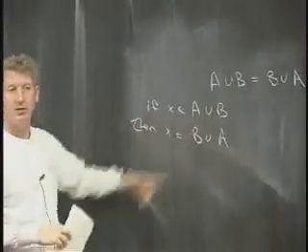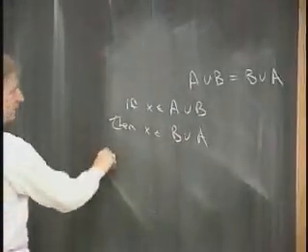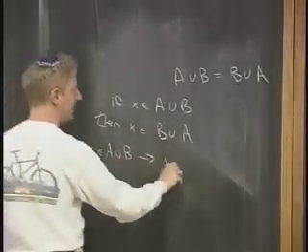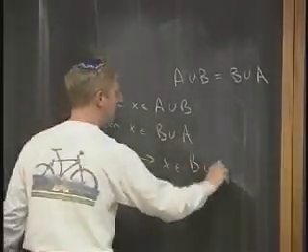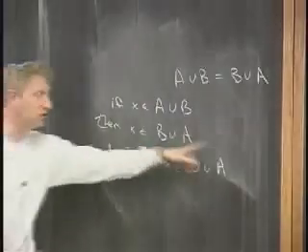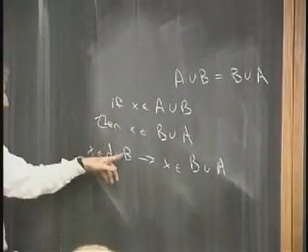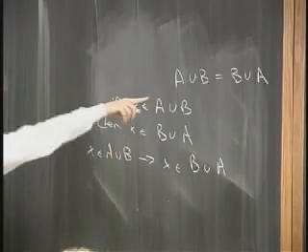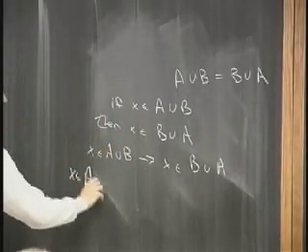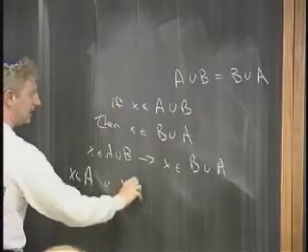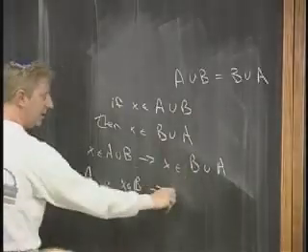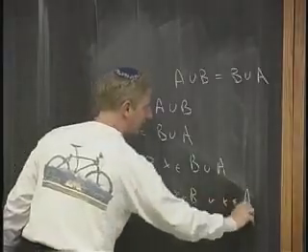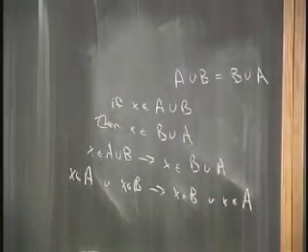How do you do this? Just unravel it into logic. X, an element of A union B, implies X, an element of B union A. How do we do this? We want to show that this is true. What does X, an element of A union B mean? It means X is an element of A, or X is an element of B. And what does this mean? X is an element of B, or X is an element of A.